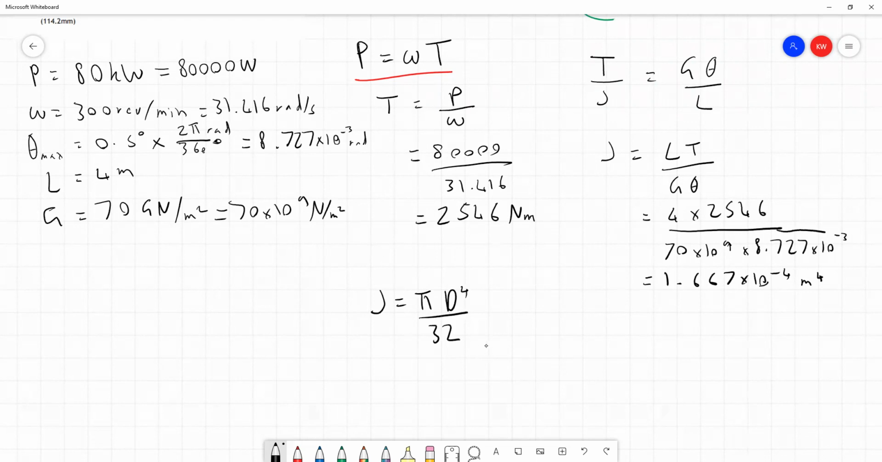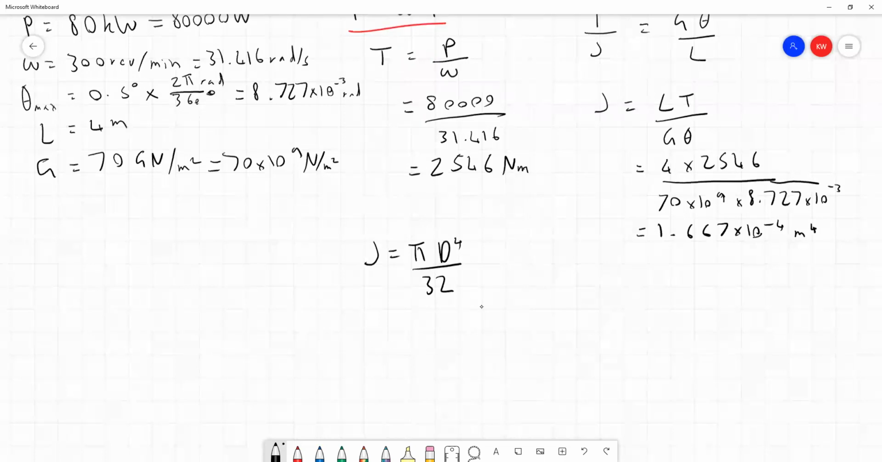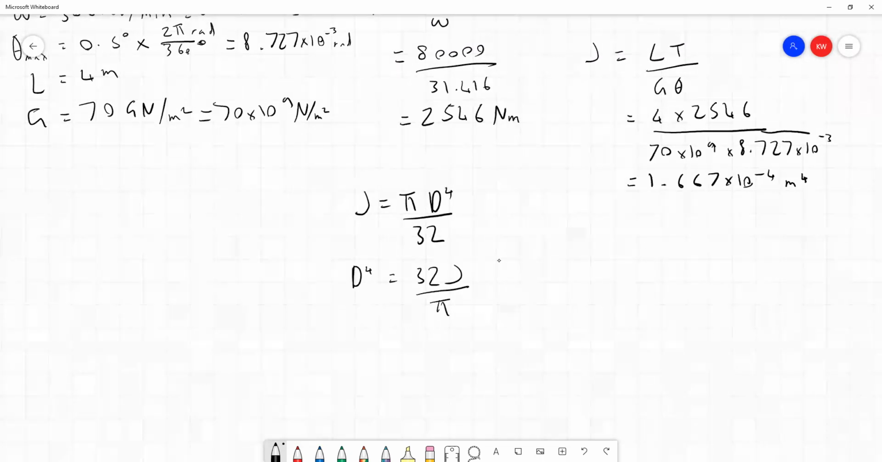So to get D, we need to rearrange this. What we need to do is, well, first of all, we'll rearrange for D to the power 4 is equal to 32J divided by pi. But what we're looking for here is something a little bit more complicated. We're looking for the 4th root. So D equals the 4th root of 32J over pi. The 4th root gives us D.